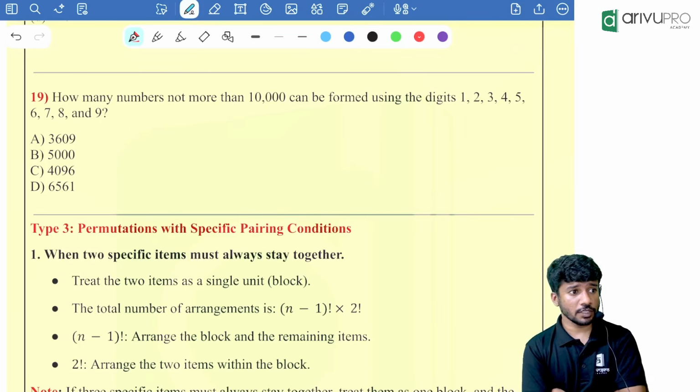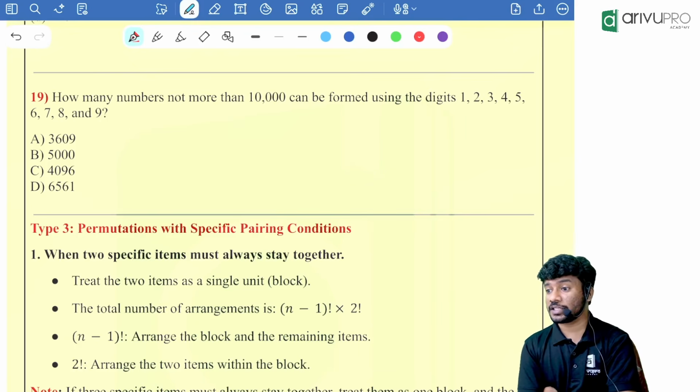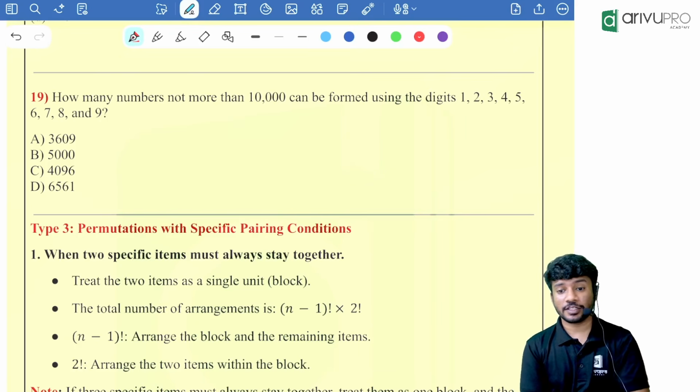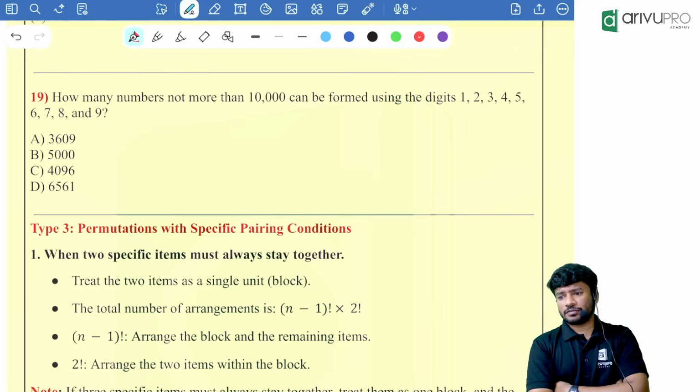4-digit number, you tell me. Not more than 10,000. Not more than what? Not more than 10,000. Not more than 10,000 means what all types of numbers are there? Now my first question, is 5 more than 10,000? No, it is less. That means 1-digit number is included.